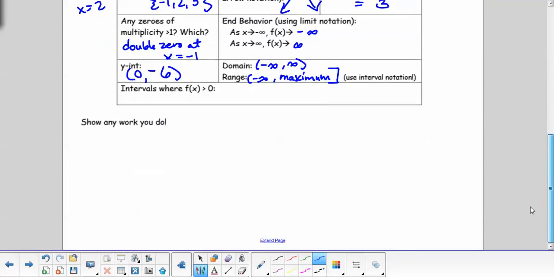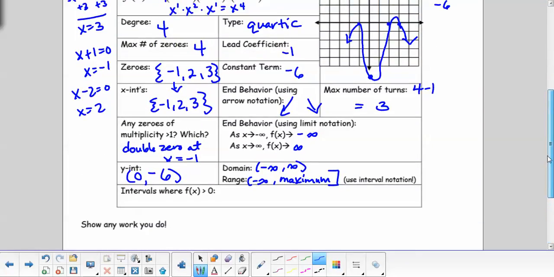Okay, so if you did any other work, oh, we need to do our interval, but if you had done any other work, you could put that down here. So interval where f of x is greater than 0. Well, it equals 0 here. This is still less than, so it's just this one interval here between 2 and 3. So it starts being greater than 0 just after the 2, and then it's greater than 0 until right before the 3. You don't want to include those because f of x equals 0 at those points.